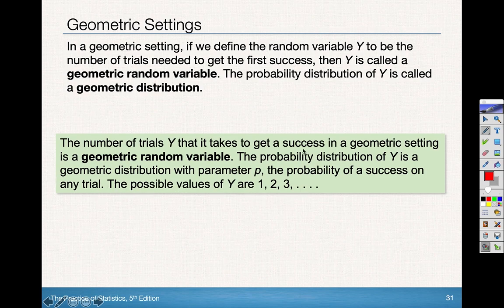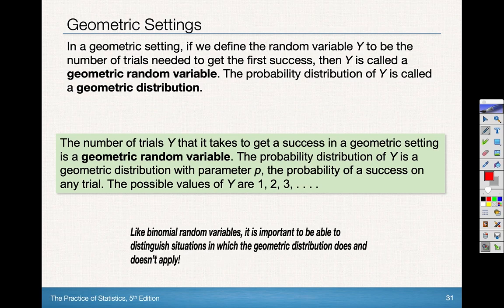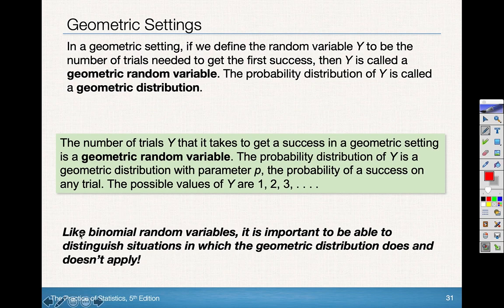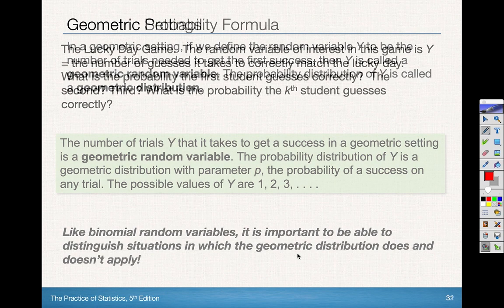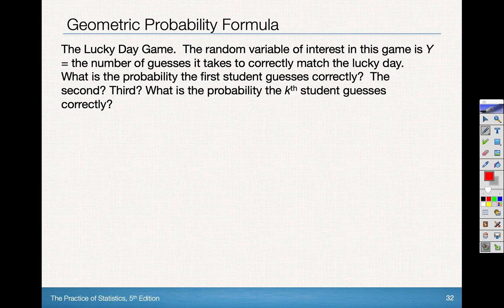So the random variable is just one singular value. A distribution means to look at them all. That's how this class works. This is more vocab than actual necessity here. But look, like a binomial random variable, it is important to be able to distinguish situations in which geometric does or does not apply.